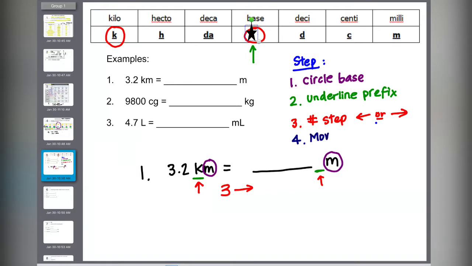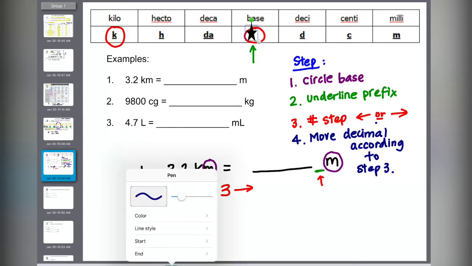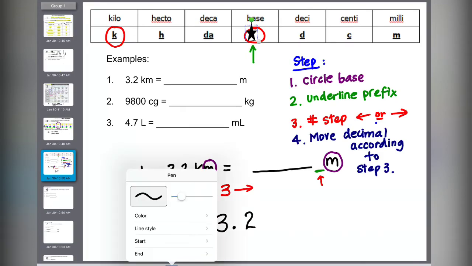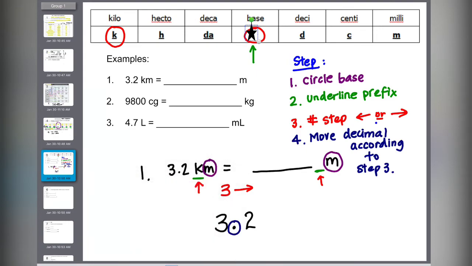Okay, so step 4 is move the decimal according to step 3. Okay, so let's see. I was at 3.2. I'm just going to rewrite this guy out at the bottom so I have lots of room and you can see how I'm moving it. I'm going to change it back to blue. Okay, this is the decimal place that I'm moving. I need to follow step 3, which is 3 steps to the right.